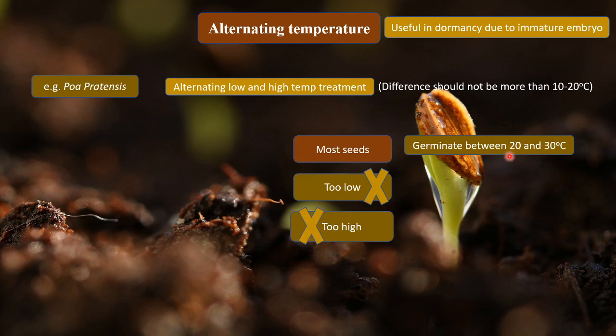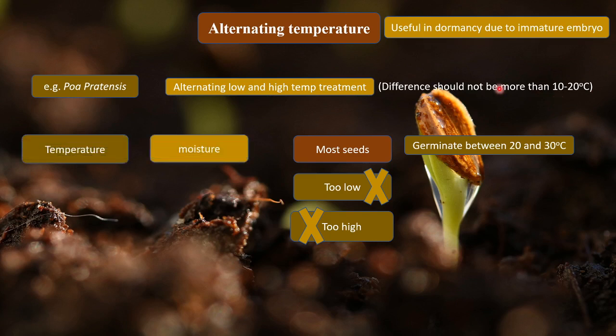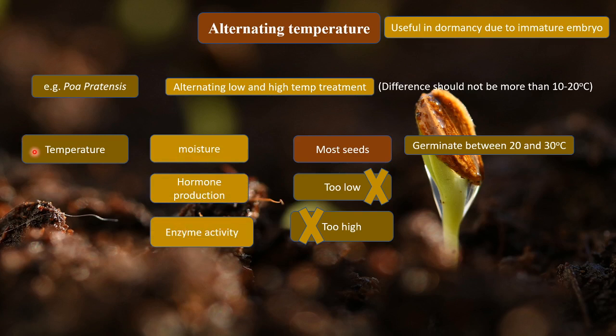So it should be an optimum temperature, and because of this, the difference should not be more than 10 to 20 degrees Celsius, because a vast difference will lead to a decrease in germination. Temperature is known to cause changes in moisture condition, hormone production and enzyme activity. So alternating temperature makes changes in the seed in terms of moisture, in terms of hormone production like growth regulators, and in terms of enzyme activity. All these changes will lead the seed to germinate.